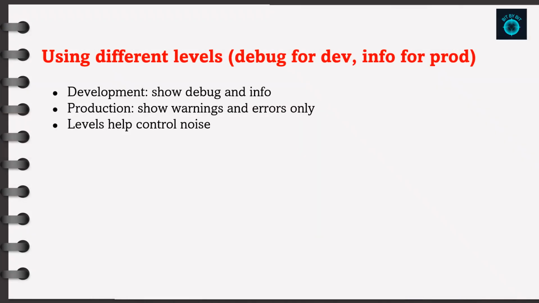Using different levels. Log levels are very useful to reduce noise. In development, you often want detailed debug and info messages to trace what the program is doing. But in production, you only want warnings and errors, because too much logging can make logs hard to read. By adjusting the level, you control how much information is displayed without changing the source code.